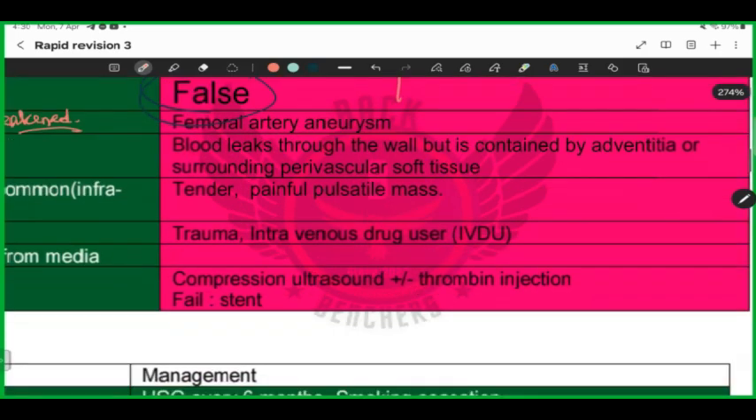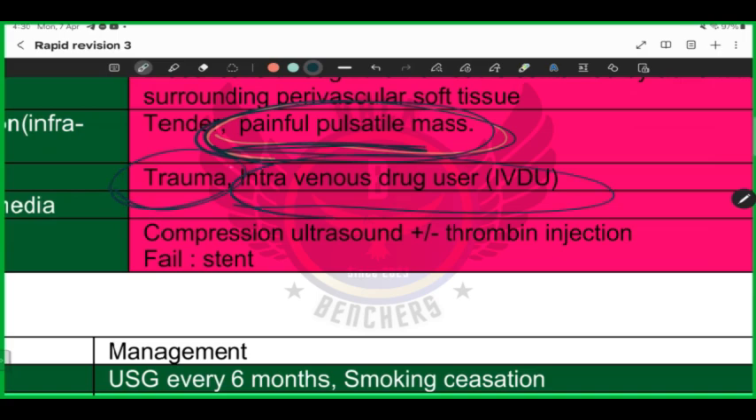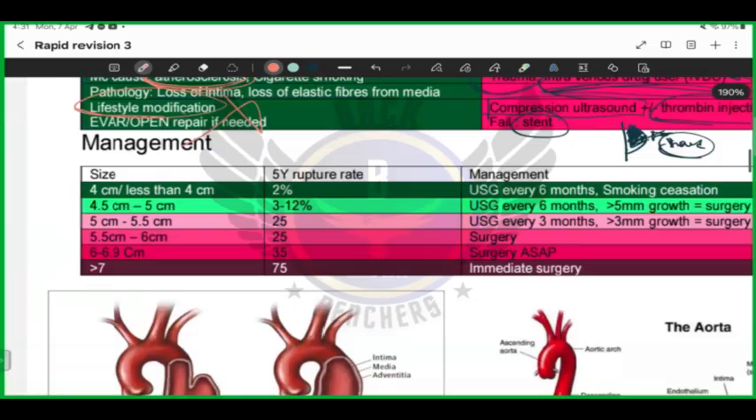Now you know that it can be painful as it's over an artery. It can be pulsatile. Now, cause: trauma, intravenous drug user. Trauma with the needle. Most common, intravenous drug user. They will ask you what will you do? You do compression ultrasound. As it's a blood clot, you compress it during ultrasound. Compress it very hard and it will break down. If not, then give a thrombin injection. If not, then stent.